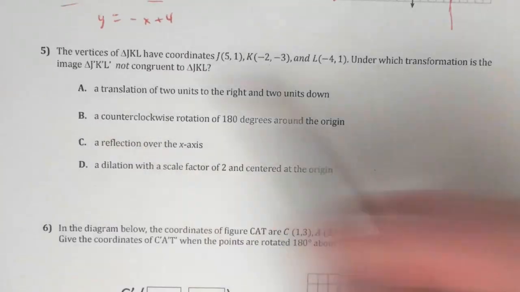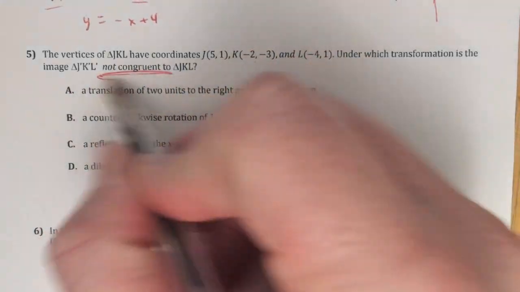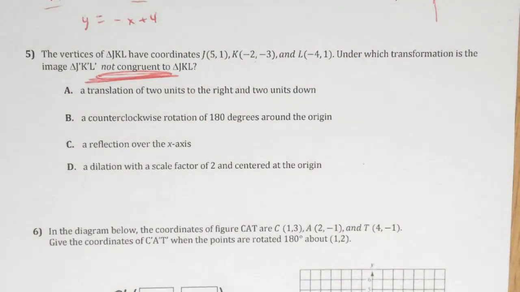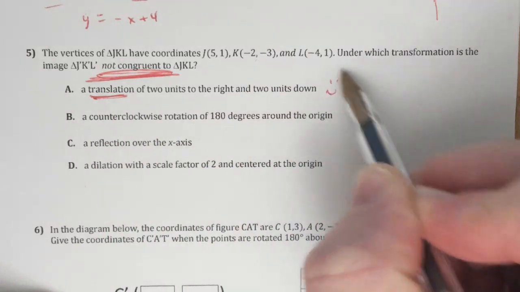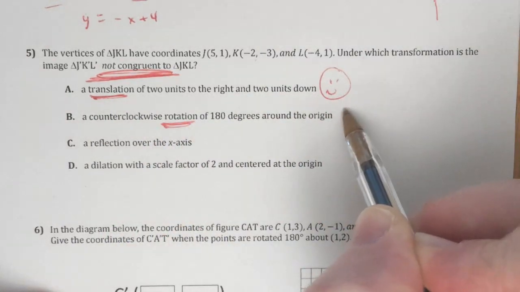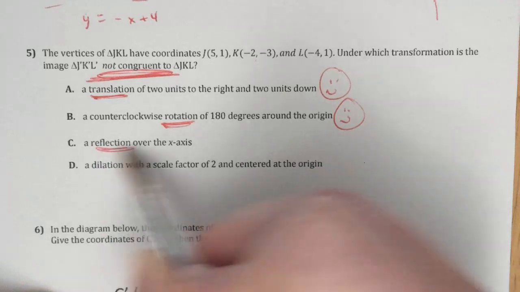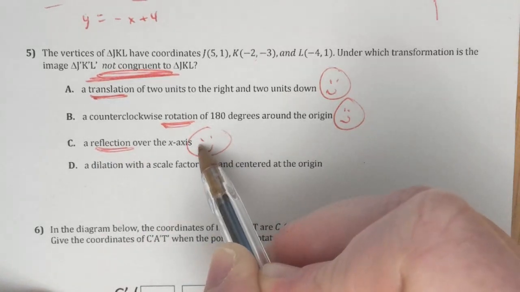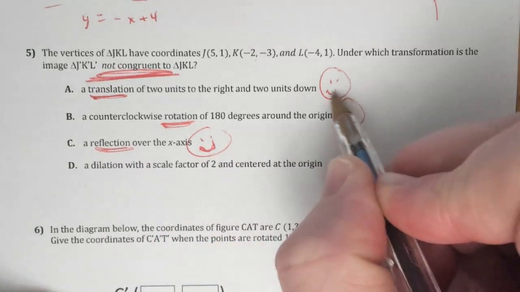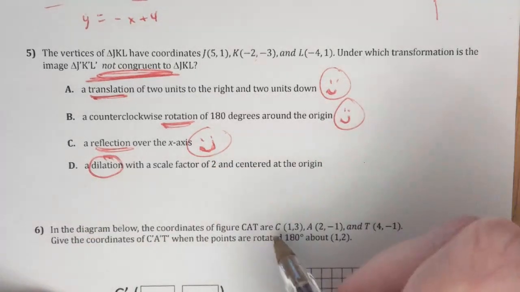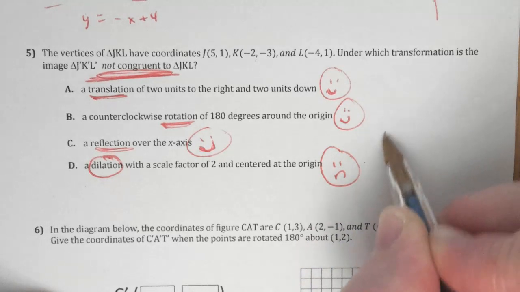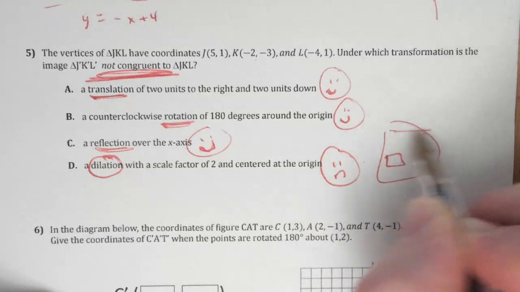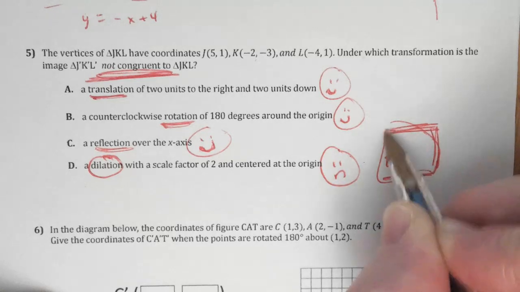All right, so number 5, we have this picture. Which one is not congruent? I don't even have to graph this. I know for a fact that translation is good. I know that rotation is good. I know reflection is good. All these are good so far. The one thing that doesn't work is dilation. That's where it blows up, right? That's where it gets bigger or smaller, depending on the situation.